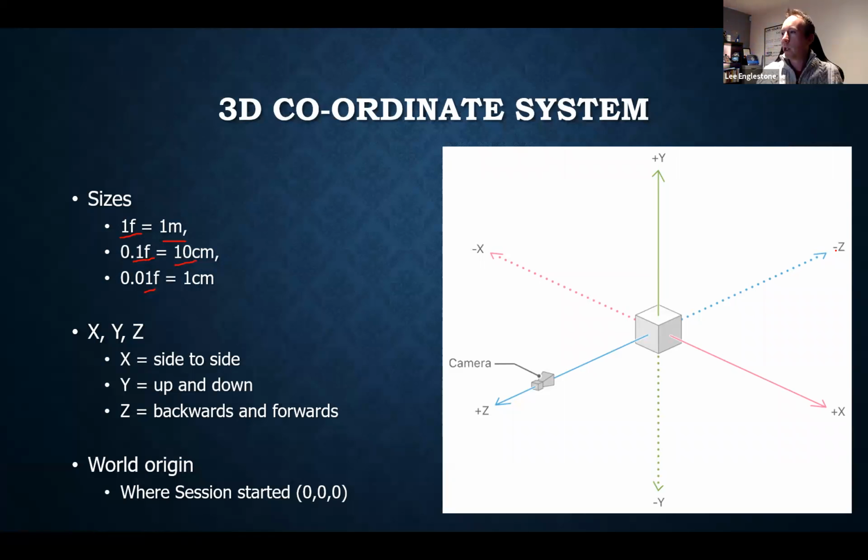The other point to mention is that wherever your app was when the session started, it is 0, 0, 0 in the coordinate system, otherwise known as the world axis. So if you place an item into the scene and you don't explicitly set its X, Y, Z coordinates, it will place it at 0, 0, 0, which is exactly where you're standing. So if you want to see it, you have to actually move backwards to see it, if that makes sense, and not be in front of you.